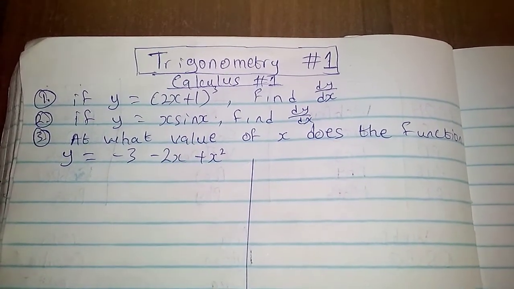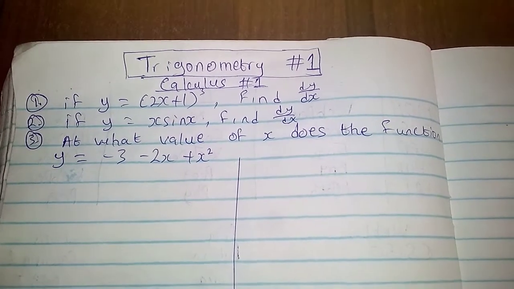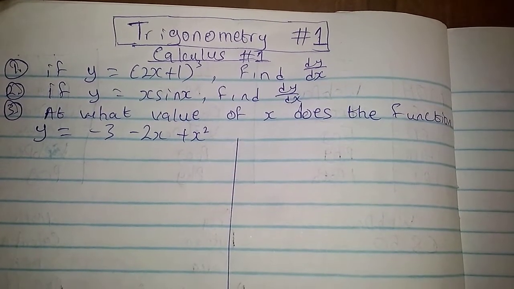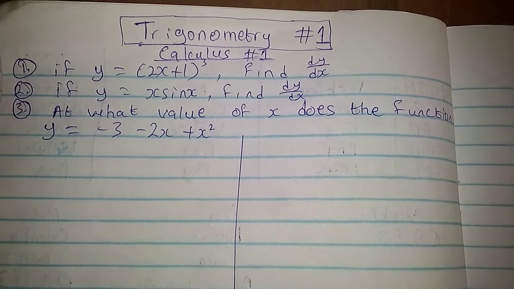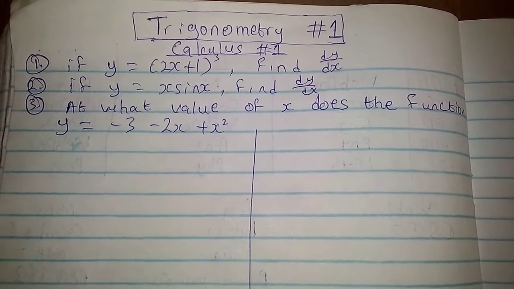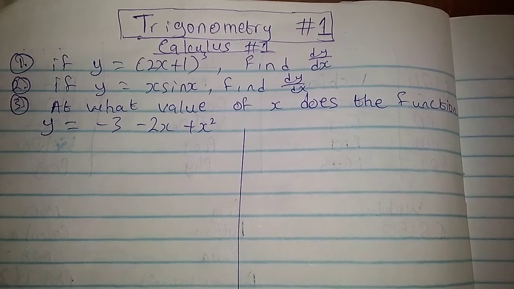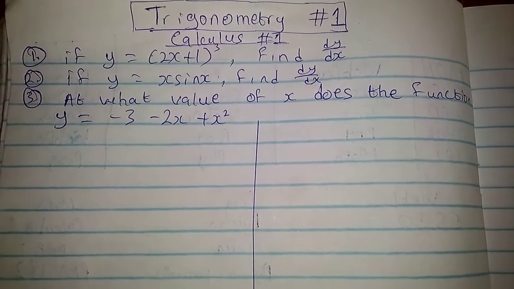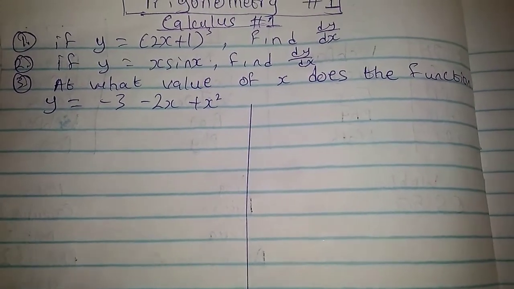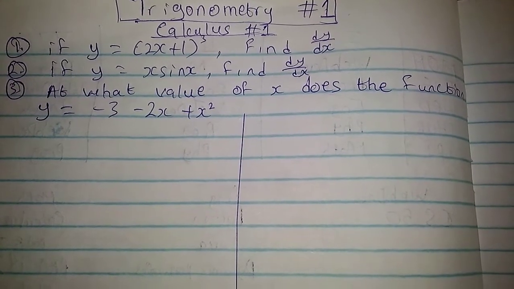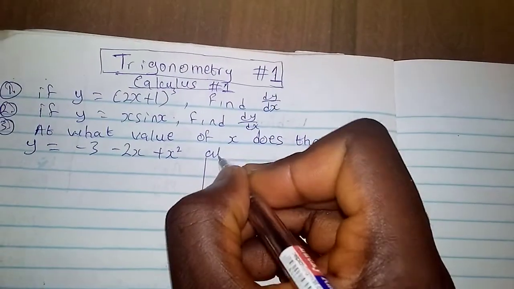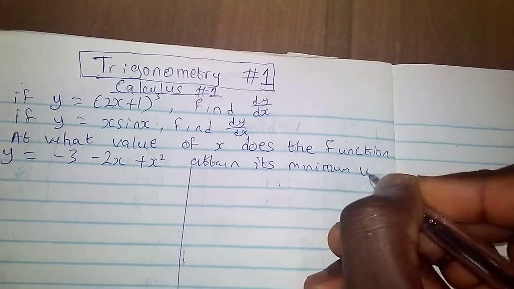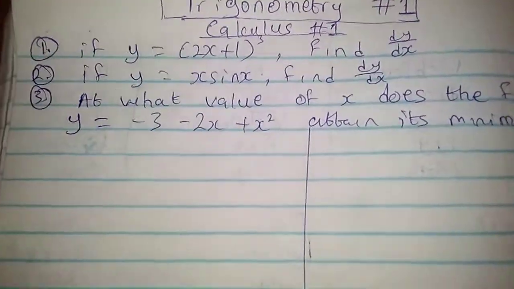Today we are solving calculus JAMB past questions. We have these three questions. If y is equal to (2x + 1) raised to power 3, then find dy/dx, or find the derivative of the function. If y is equal to x sin x, find dy/dx. And at what value of x does the function y is equal to -3 - 2x + x squared attain its minimum value? So let's jump right in.